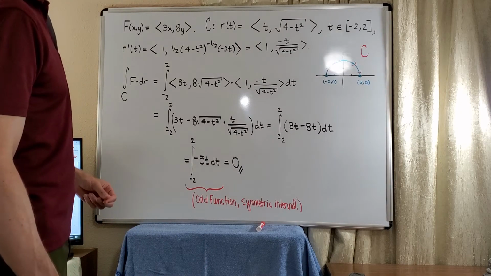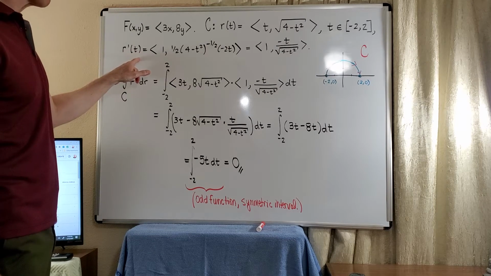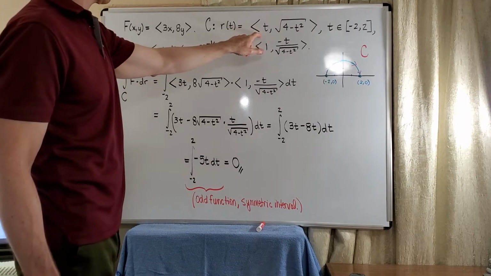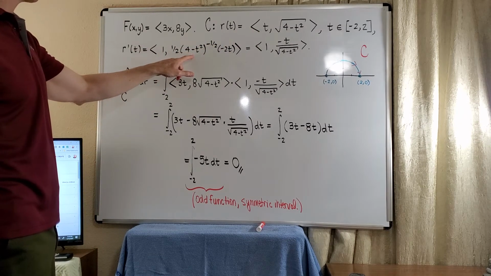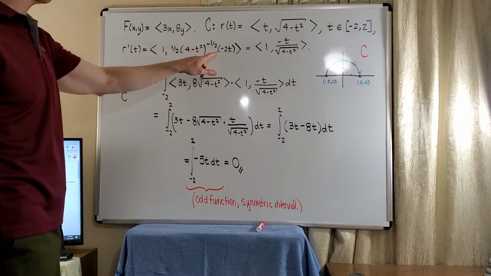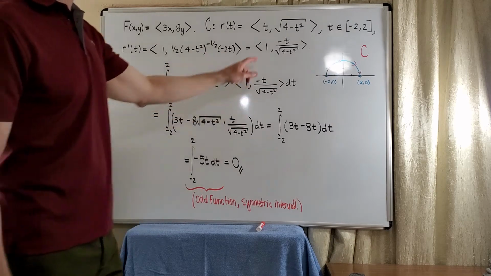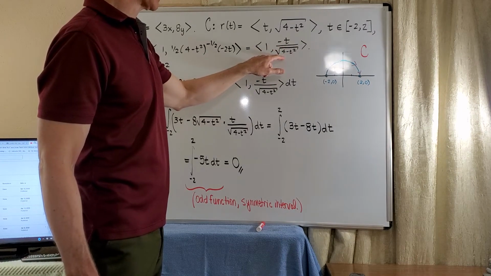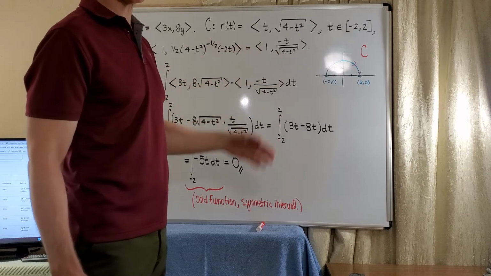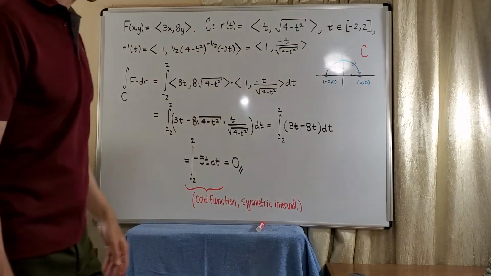So what we want to do, as we always normally do, is compute the velocity. Here we take the derivative of r of t, and we'll get 1, and by the chain rule, we get 1/2 times (4 minus t squared) to the -1/2 times -2t, and of course the 2's absorb, and we get 1 comma -t divided by the square root of 4 minus t squared, which is what we think about in Calculus 1, with there being infinite tangents at the endpoints.